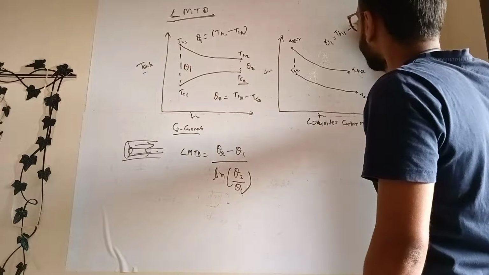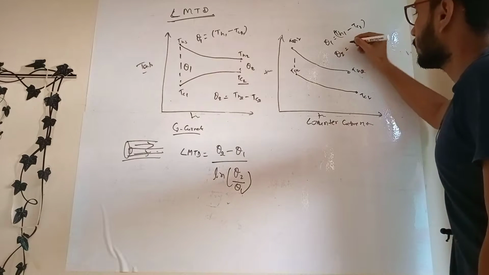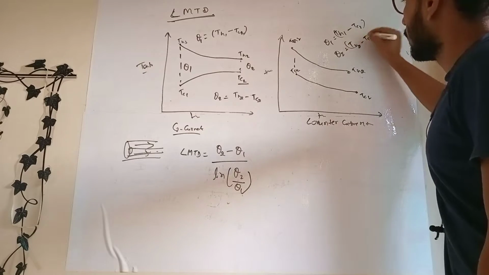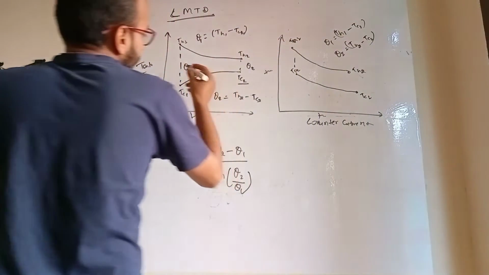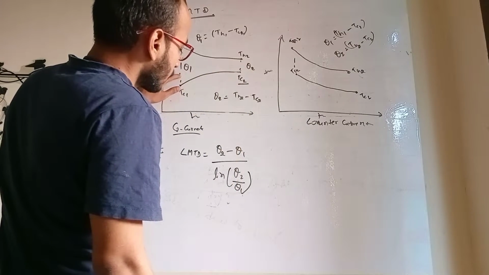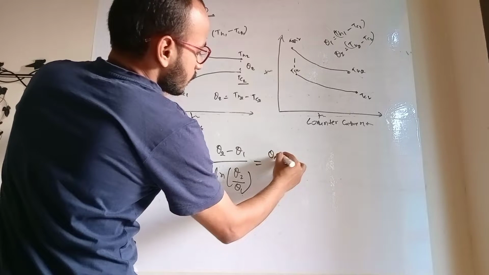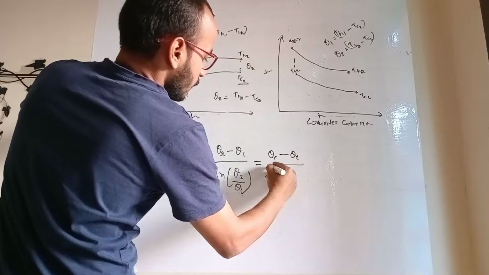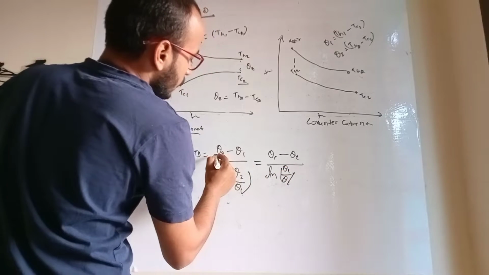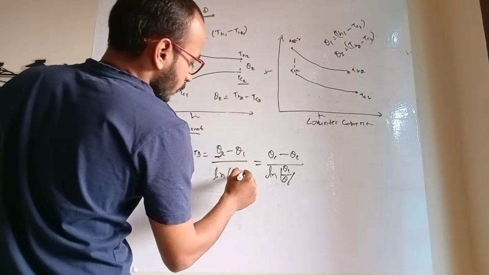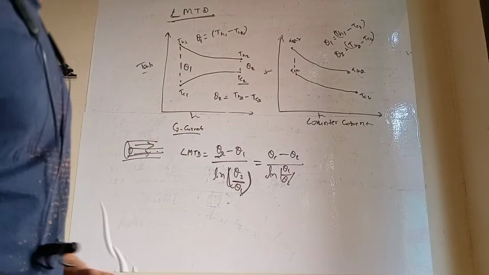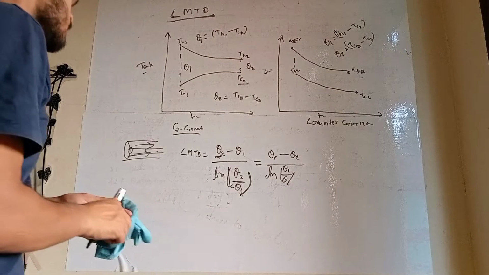Theta 1 will be TH1 minus TC2, and theta 2 will be TH2 minus TC2. So we can take any of these theta 1 and theta 2, or we can also write that LMTD is theta 1 minus theta 2 divided by ln theta 1 by theta 2. Remember that whatever comes first will always be on the top side of the log. So this is a basic thing about the LMTD.